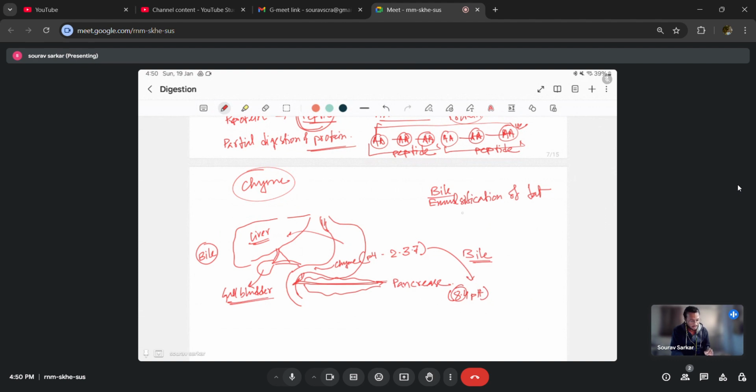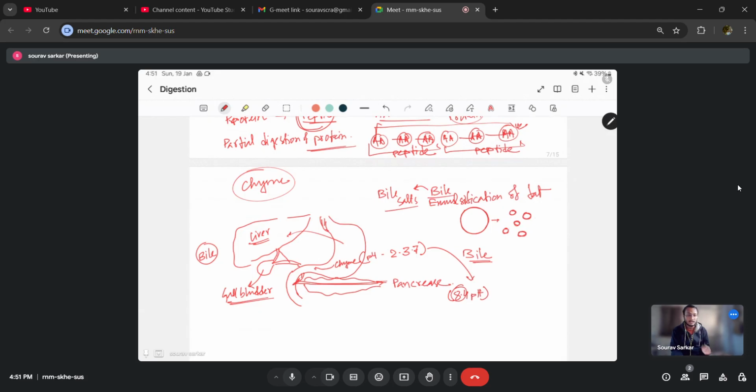Okay, so if there is a large globule of fat, the bile components, the bile salts, which are sodium bicarbonate, then sodium glycocholate, sodium taurocholate, all those bile salts will break down the larger globule of fat into smaller globules. Here you can see the surface area of the larger globule is not so much, but when it is broken down into smaller droplets, the surface area is increased.